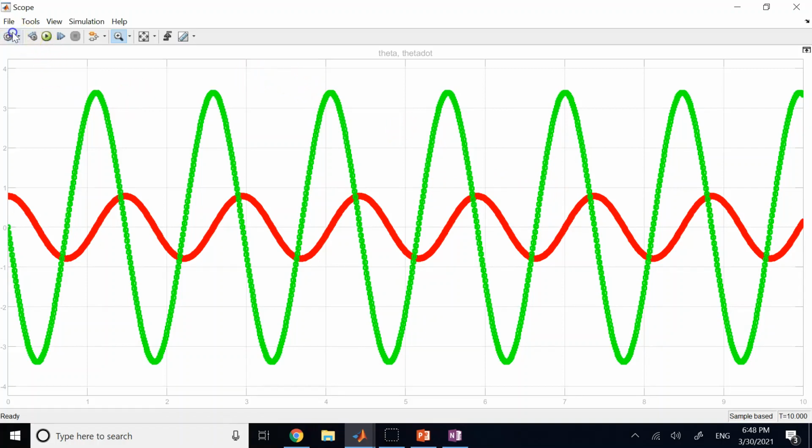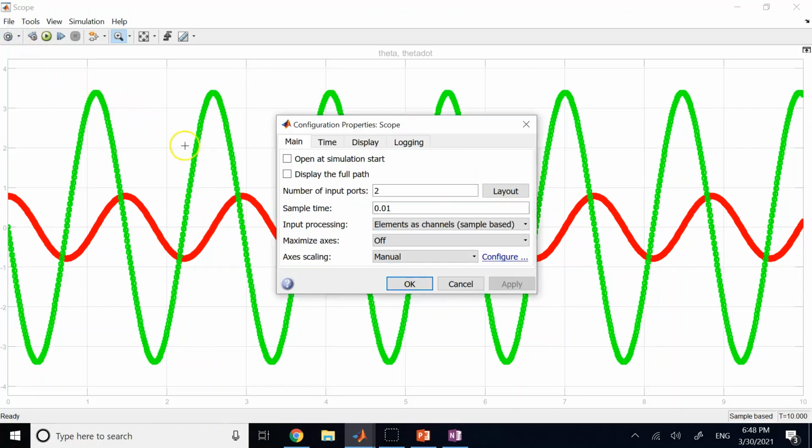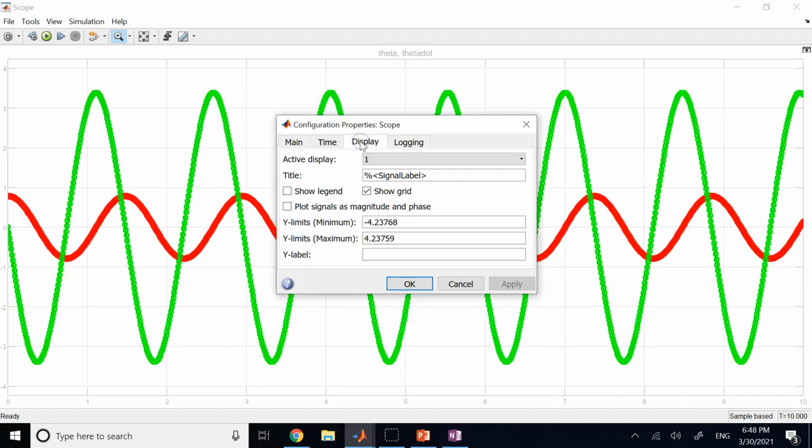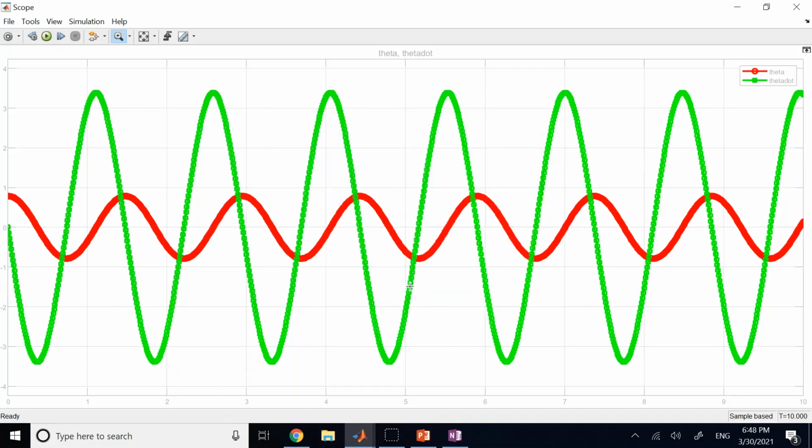a legend. So if you go back here, and then if you go under display, then it says what? Show a legend. So now if you apply it, then you should have a legend on the top right corner. There we go. Okay, so now it is way better.